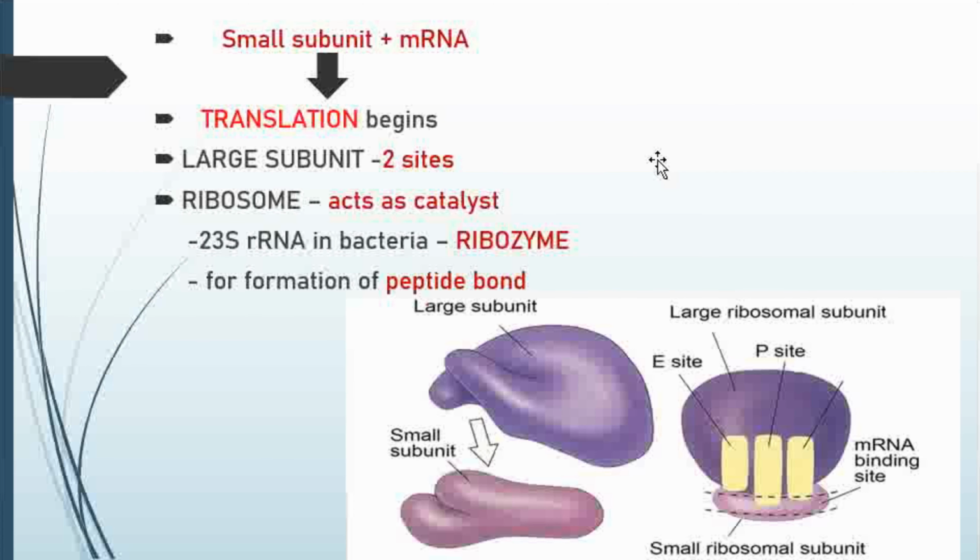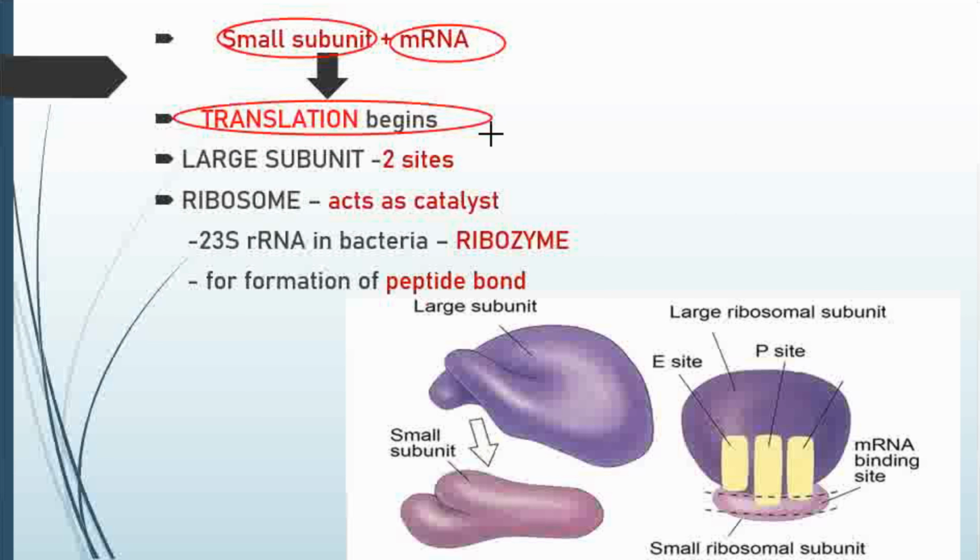Next, if you see, so in the small subunit, as I already said, the ribosome will contain the large subunit, and it will also contain the small subunit, no. So the small subunit, when it comes near the mRNA or when it encounters an mRNA, the process of translation of the mRNA begins. So when the small subunit encounters an mRNA, the translation begins.